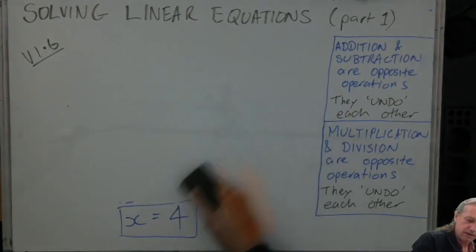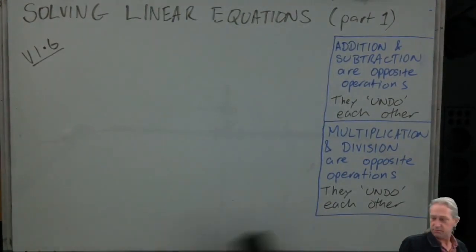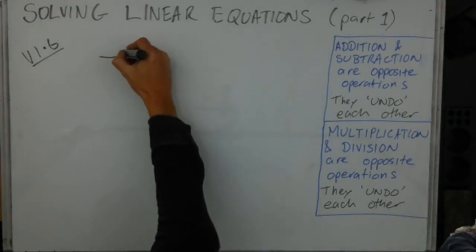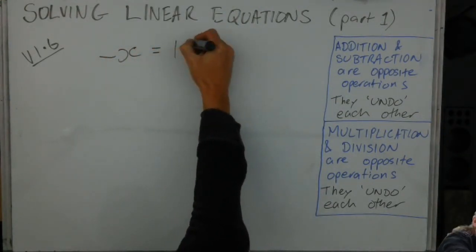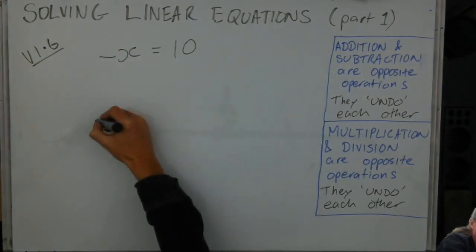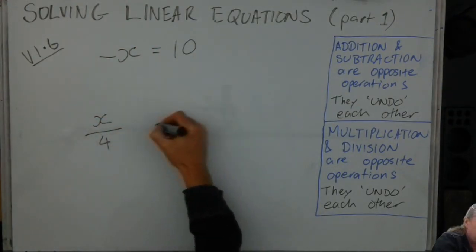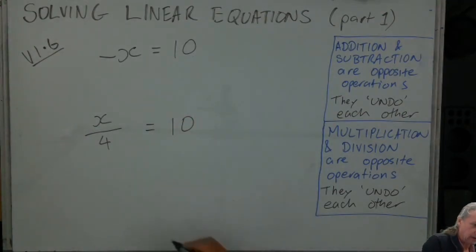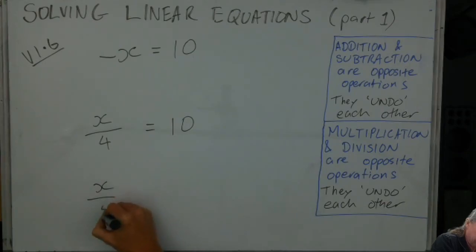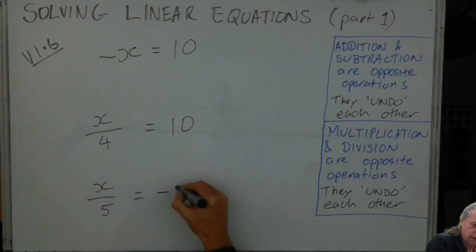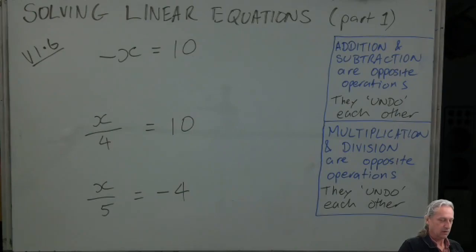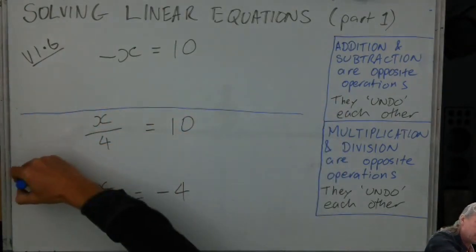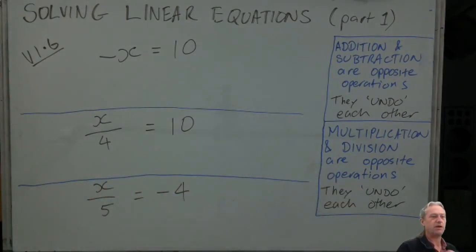So I'll get rid of these, and let's write these out. So -x equals 10, x divided by 4 equals 10, and x divided by 5 equals -4. Okay, again, I'll separate these with a line just so we don't get confused between equations.